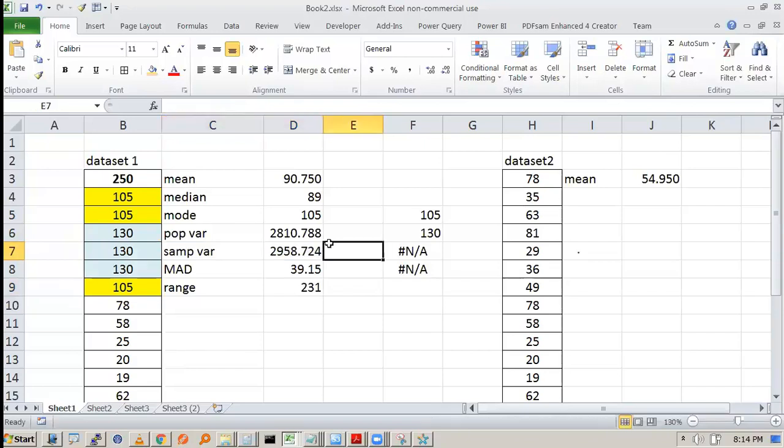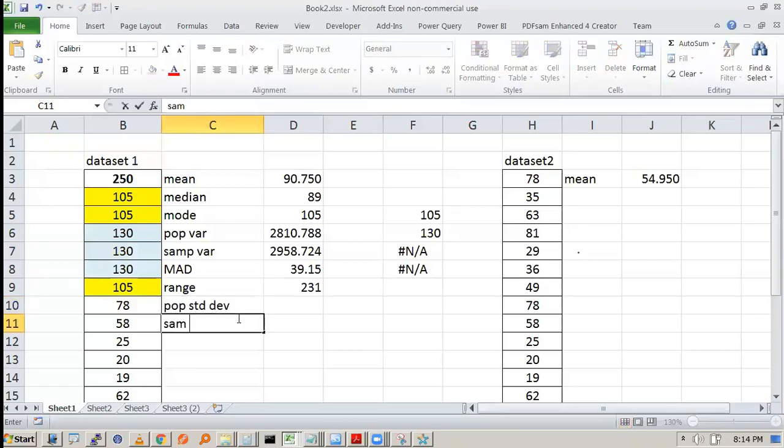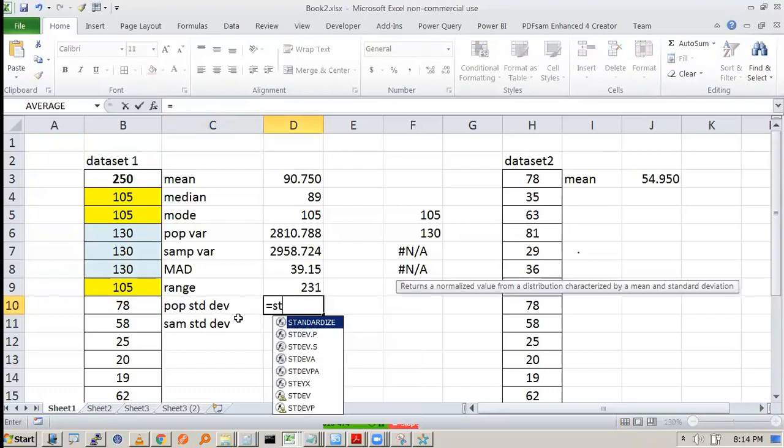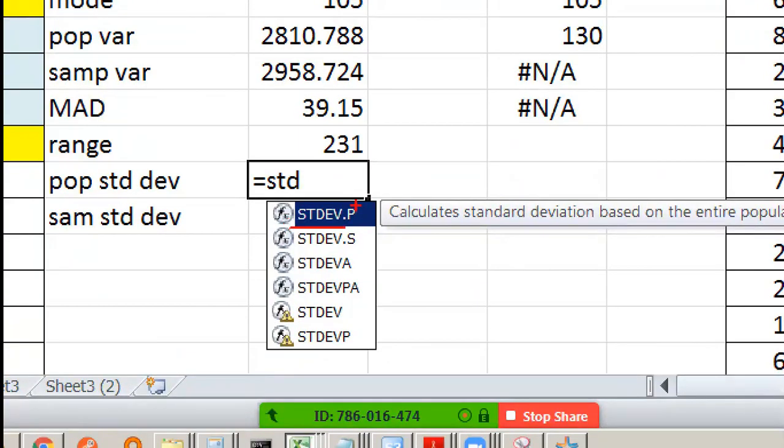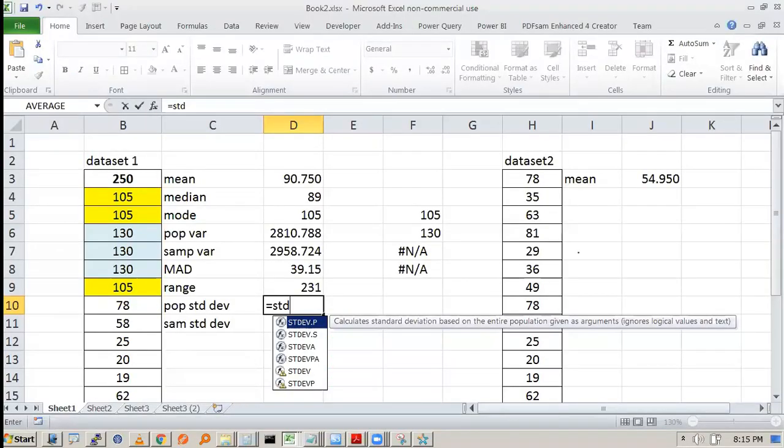But again, the variance is in squared units, so we don't want to use that. So we'll compute the population standard deviation and the sample standard deviation. How do you get the population standard deviation? This is the formula, STDEV, and as you know, .P means population, .S means sample. Before 2007 or in 2007, STDEV was for the population and STDEVS was for the sample.